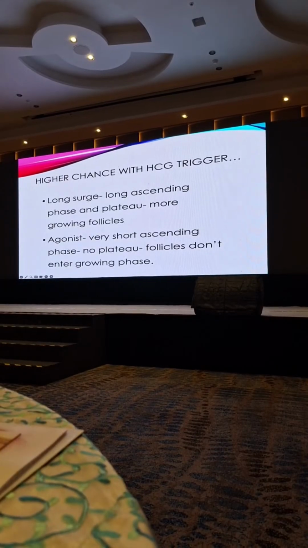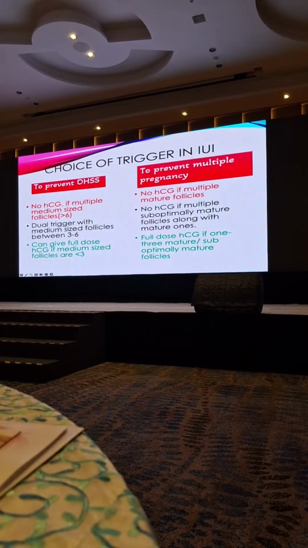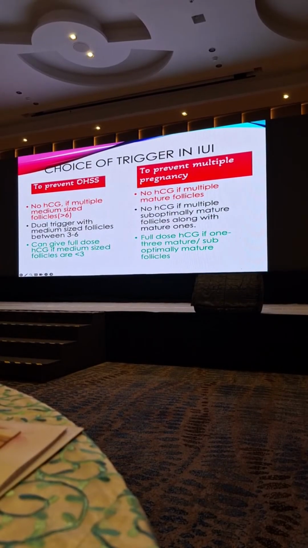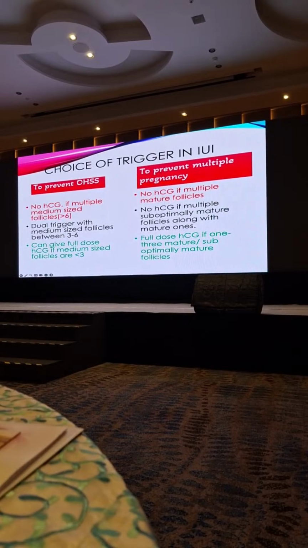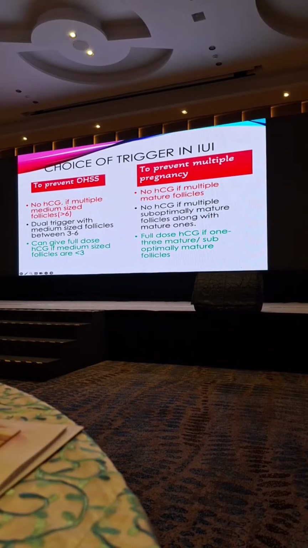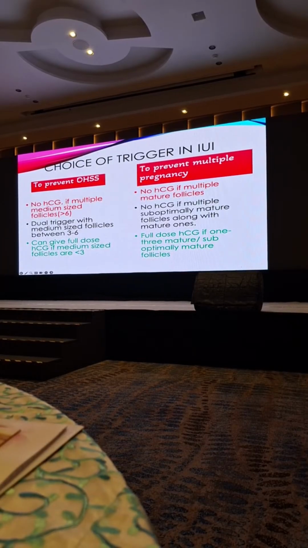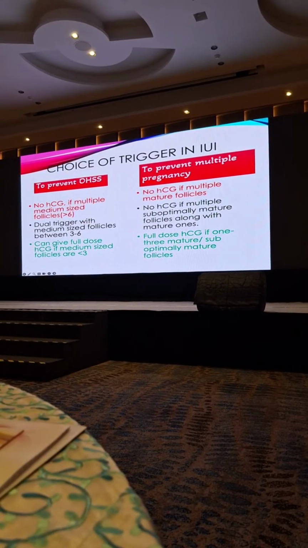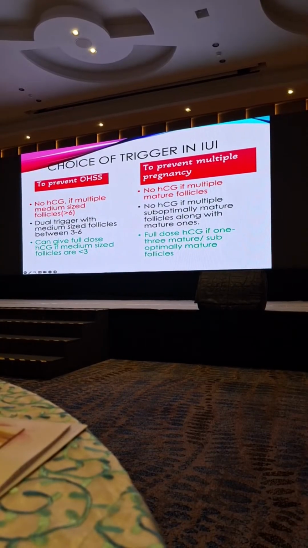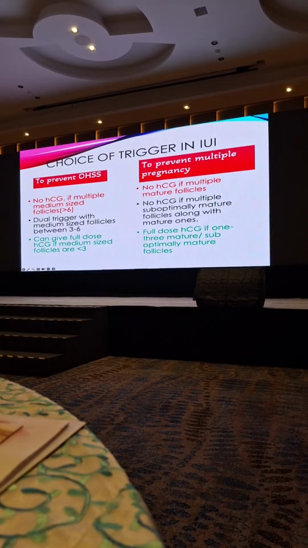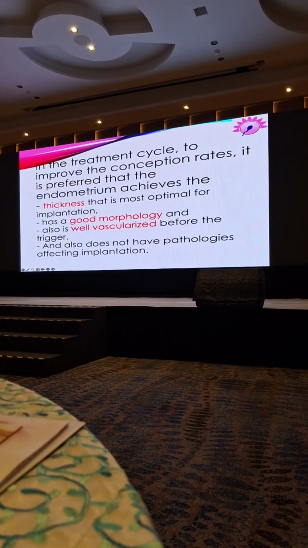On the other hand, if you want to prevent multiple pregnancies, again, when you have multiple mature and suboptimally mature follicles, because of the long LH surge due to HCG, the suboptimally mature follicles will also reach maturity and may result in multiple pregnancies. So, very clear messages. To prevent OHSS, no HCG when you have multiple medium-sized follicles. To prevent multiple pregnancies, no HCG when you have multiple larger or suboptimally larger follicles.